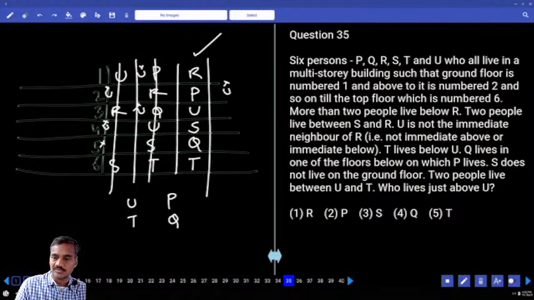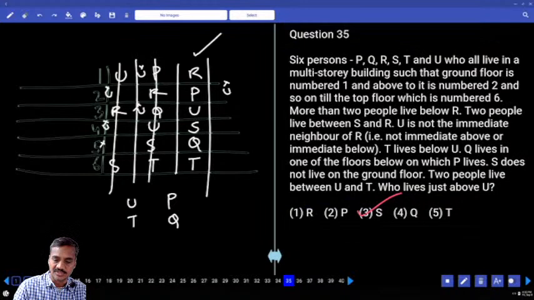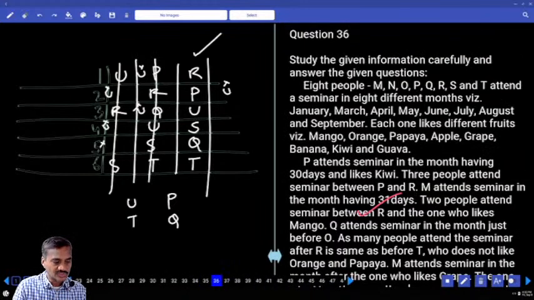Now this is the final arrangement, and who lives just below you? Yes, that is choice 3, question number 35. The next one, 36 to 40.